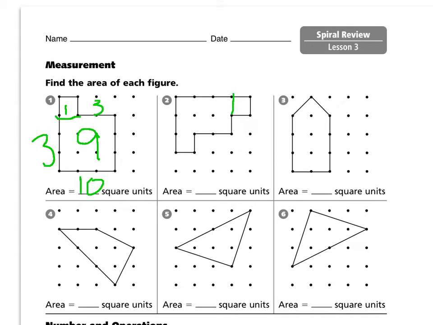I'm going to do the same thing for this. I know that this is going to be a 3 by 2, which is 6, plus 1 and 1 is going to be 8. I'm going to go ahead and cut this off. I know this is a 3 by 2, which is 6, and then I have a half and a half up here, which is 1, so it's 7.